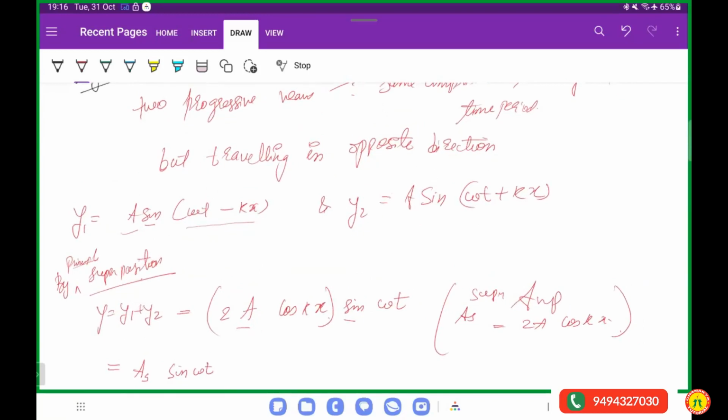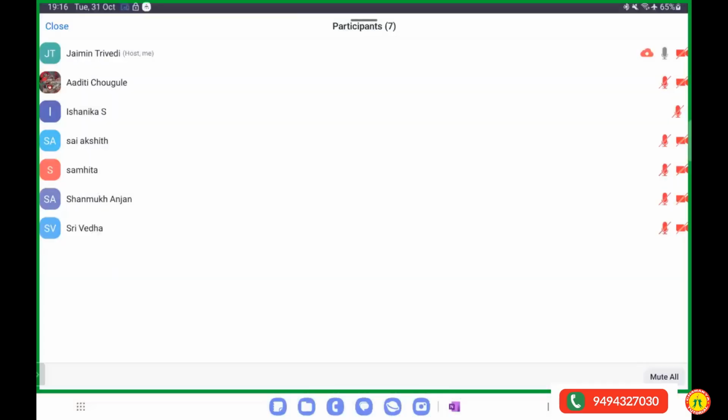Are you guys able to understand? Sudan is still absent. Okay. Akshay is there.